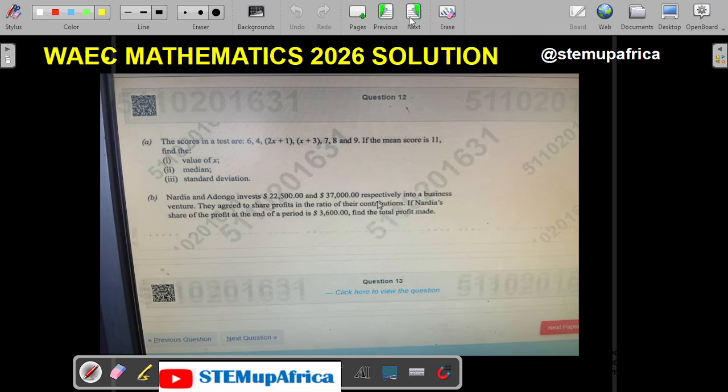Say the scores in a test are these. If the mean is 11, find the value of x. That's the first question. So let's get the value of x by looking for the mean. Solution to question 12a.